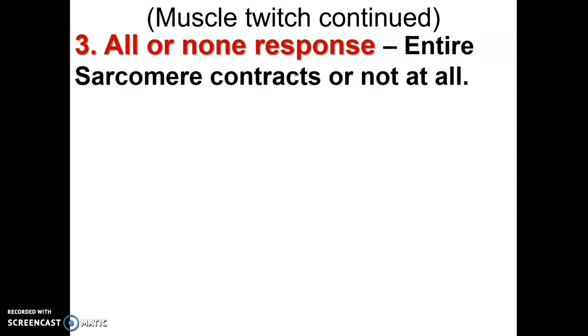All right, so muscle twitch is an all or none response. The entire sarcomere contracts or it doesn't. The nice thing about it is we control how much acetylcholine is released from each neuromuscular junction. So we can flex a little or a lot of these sarcomeres.